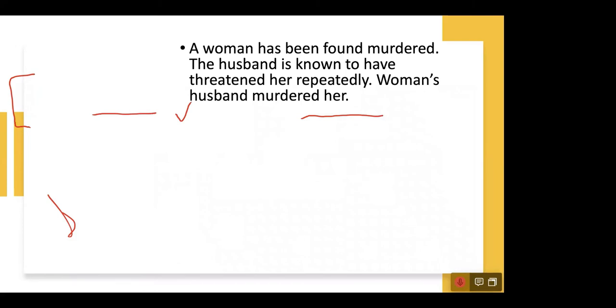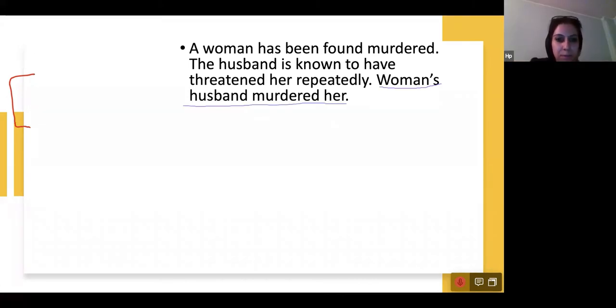So let's give this example. A woman has been found murdered. The husband is known to have threatened her repeatedly. The woman's husband murdered her. What's the conclusion here? Which one is the conclusion? Her husband is a murderer. Right. Okay. Good. Very good.